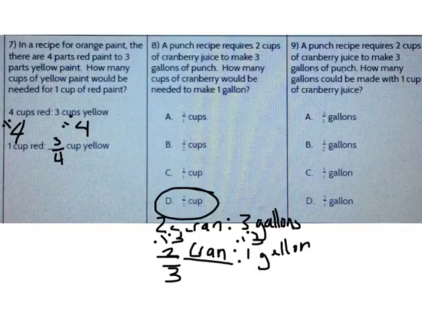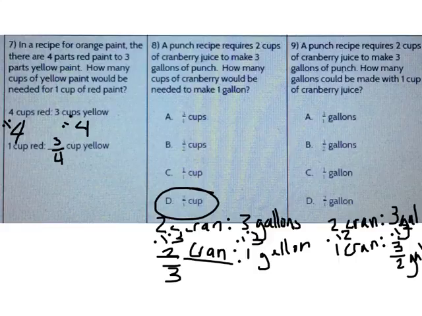Now you try one. A punch recipe requires 2 cups of cranberry juice to make 3 gallons of punch. How many gallons could be made with 1 cup of cranberry juice? Answer that question now. I can divide by 2 to find the unit rate. 3 divided by 2 is 3/2. 3/2 gallons can be made with 1 cup of cranberry.